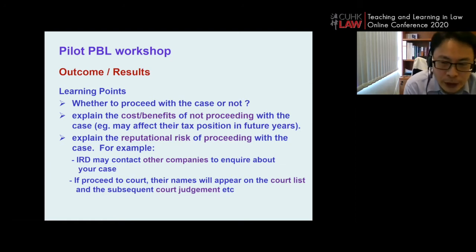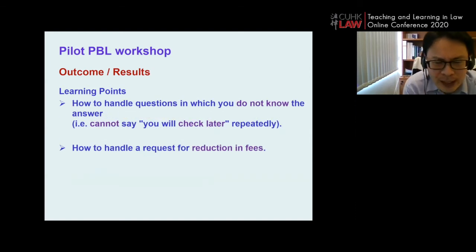Also, there's a reputational risk for proceeding, because the tax authorities under our ordinance are allowed to contact other people about your affairs on your tax matters. And also the name of your company will appear on the court judgment. And of course, how to handle questions that you do not know.